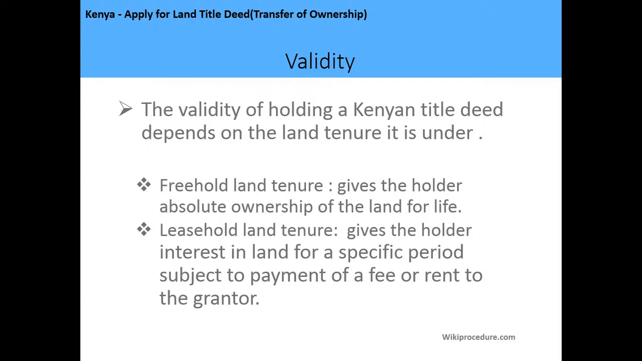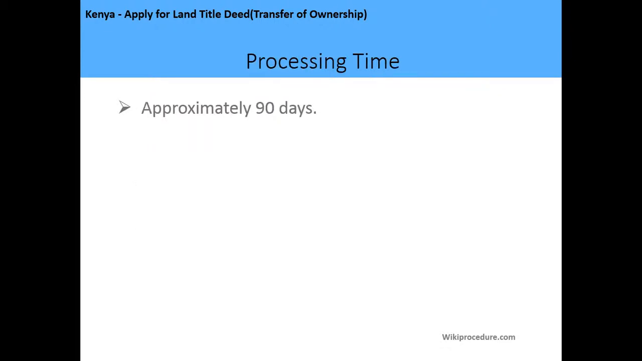The validity of holding a title deed in Kenya depends on the land tenure it's under. It can be freehold, which gives the holder absolute ownership of the land for life, or leasehold. This gives the holder interest in land for a specific period of time, subject to payment of a fee or rent to the grantor. The processing time is approximately 90 days.